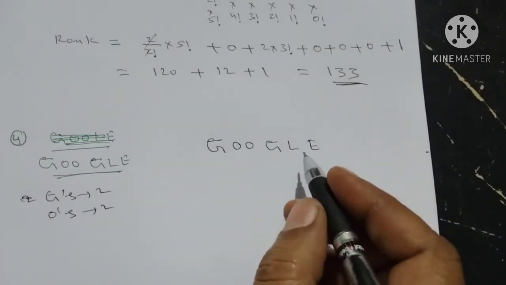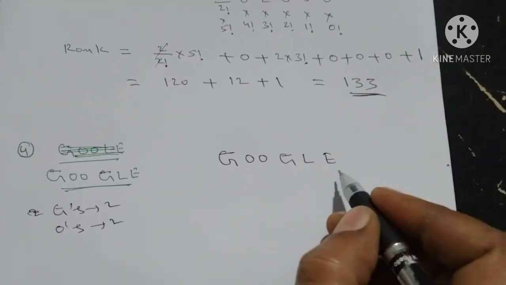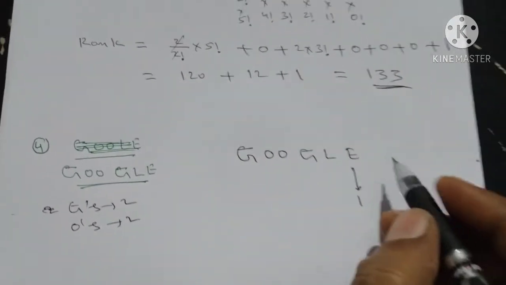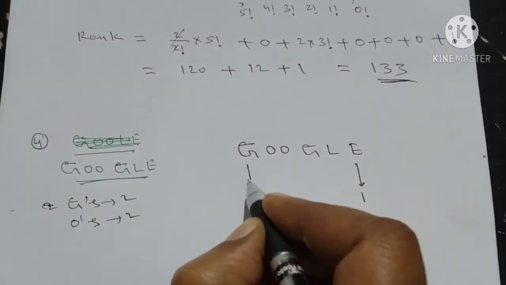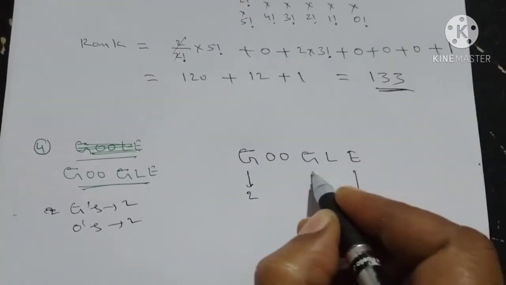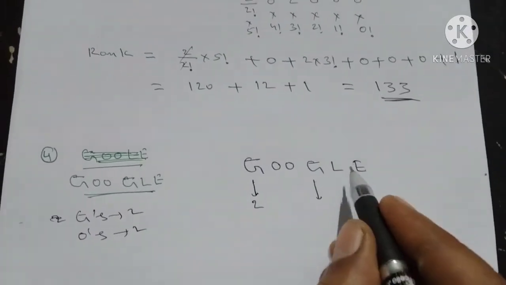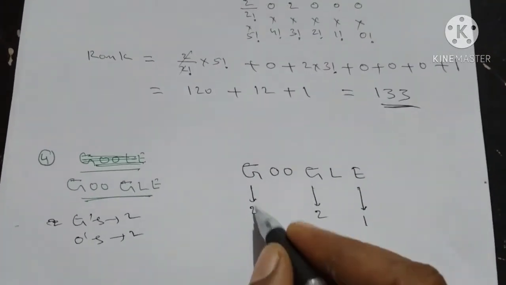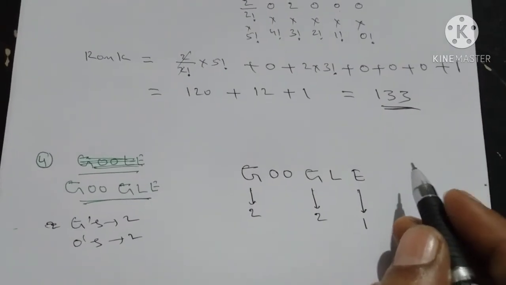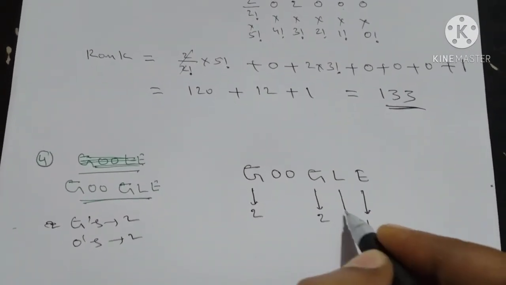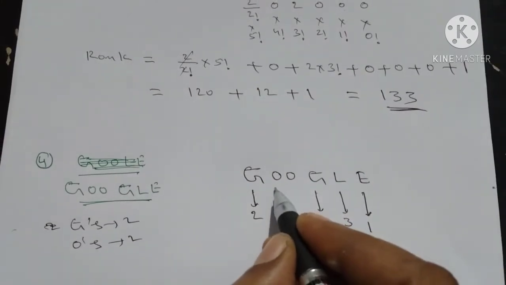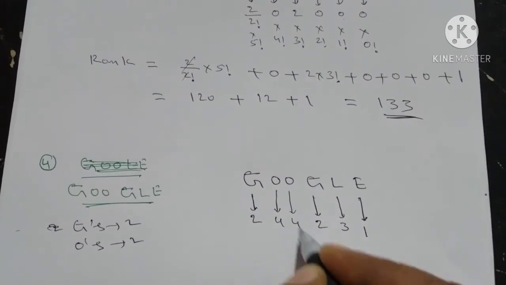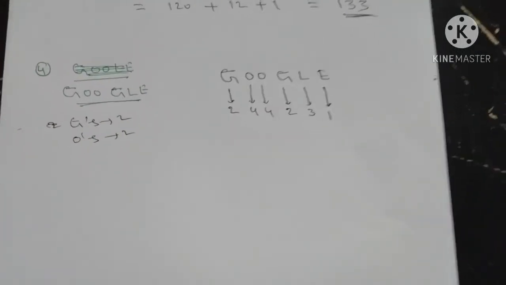Now first rank goes to E, from A, B, C, D, E. First rank goes to E, and second rank goes to G. Here the given word contains 2 G's, so second rank goes to G. Third rank goes to L, and then last, fourth rank goes to O. So O's are 2 here, 4. Okay? Observe this.